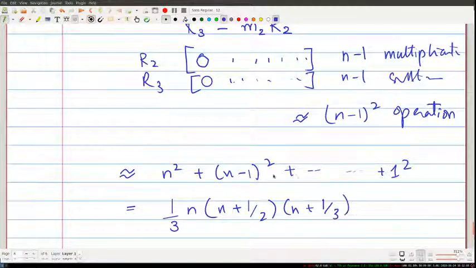You can do this computation on your own. You can use the sum of squares formula if you want. You can just individually check. It takes a little bit of thinking, but it's not impossible to figure out why this formula is true.